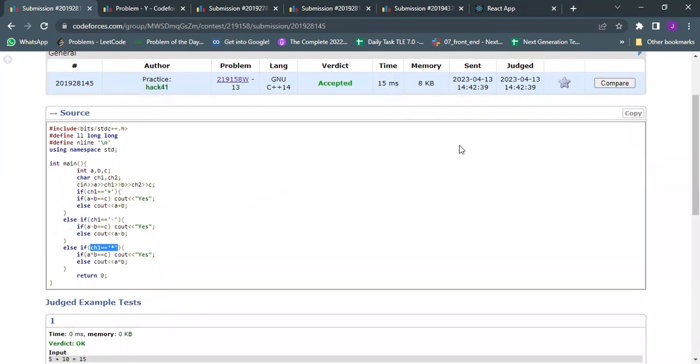So any doubt in this problem? Can you repeat the explanation again? Okay, sure.